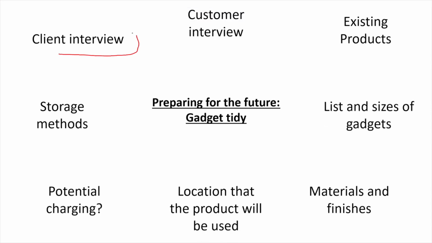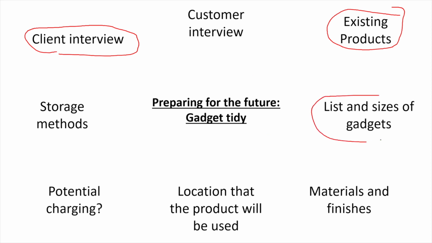Let's look at the client interview. There it is again. Let's look at existing products. There it is again. Now, the rest of it is really important. Again, I'm going to want a list and sizes of the different types of gadgets that need to be stored. I'm going to want to look at where it's going to go. Is it going to be a freestanding product? Is it going to be something that's left on a shelf? Is it going to be something that's going to be in a drawer? I need to know that because that's going to ultimately impact my design.